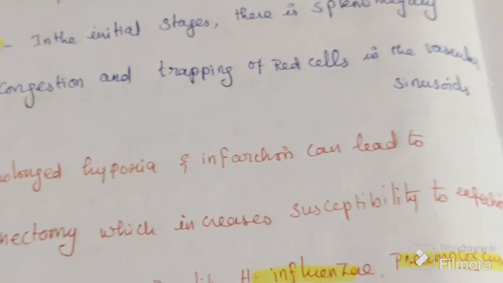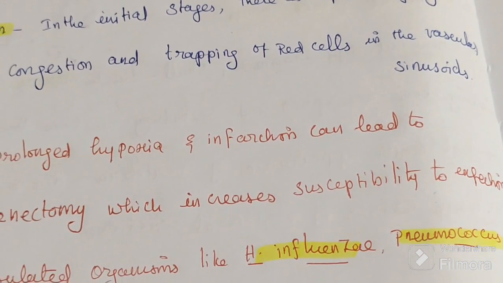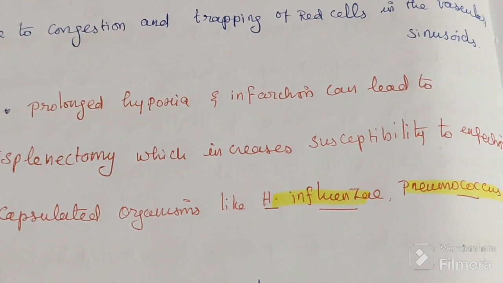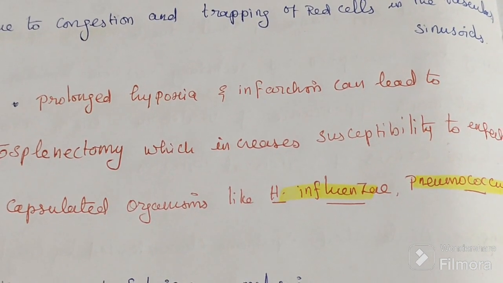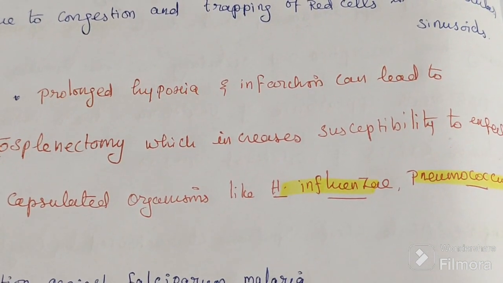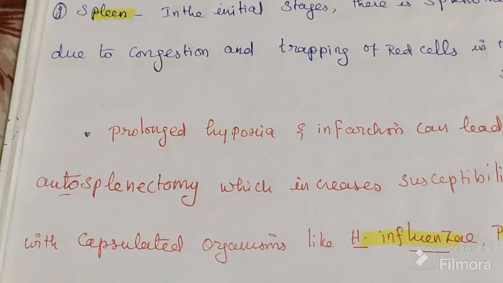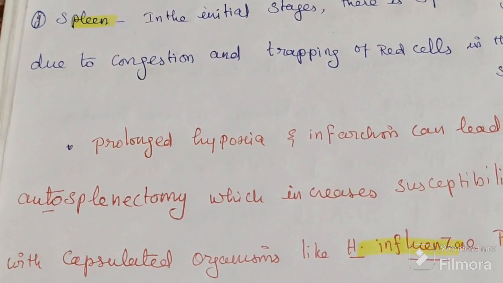This is known as splenomegaly in the initial stage, but in a later stage, due to prolonged hypoxia and prolonged vaso-occlusive phenomenon, the spleen undergoes infarction, which leads to autosplenectomy.